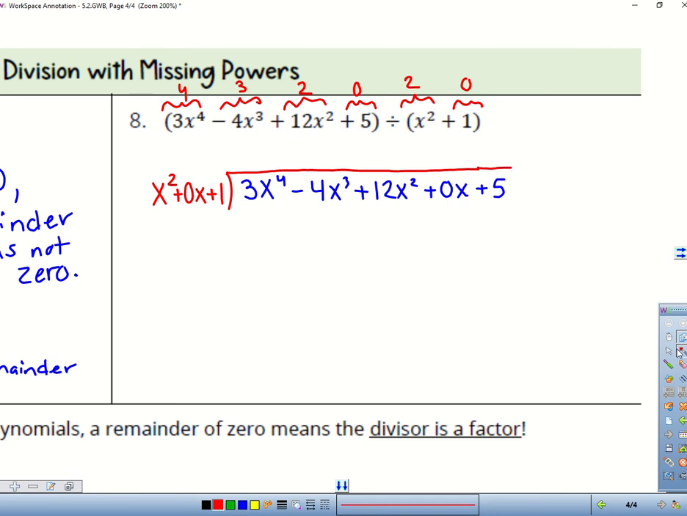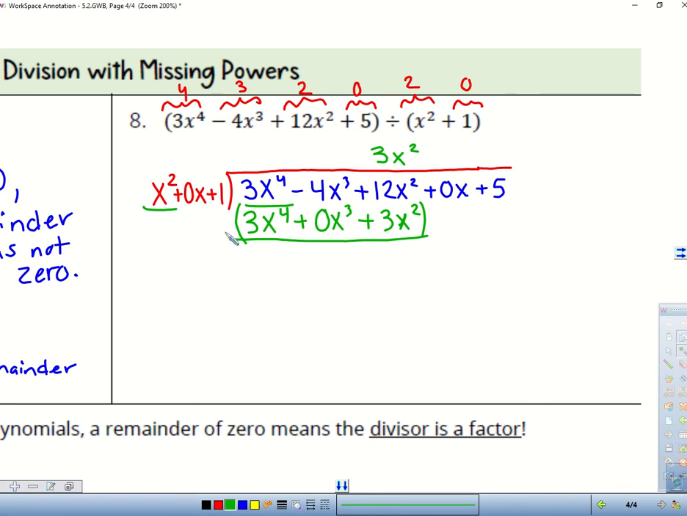That's good. So now we're going to proceed as we usually do. What would I multiply x squared by to get me to 3x to the 4th? 3x squared. Good. I'm then going to multiply these. That gives me 3x to the 4th plus 0x to the 3rd plus 3x squared. Subtract. Remember, you're subtracting the entire thing. Cancels. This would become negative 4x cubed. And it's because 0, you subtract it, you add it, it doesn't matter.